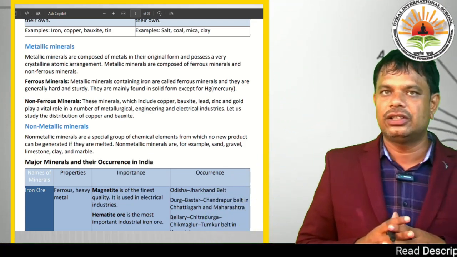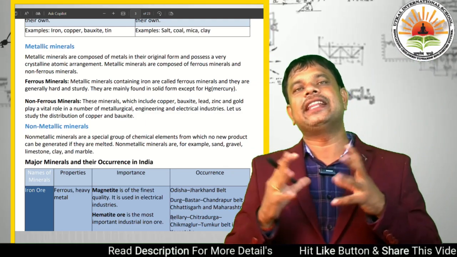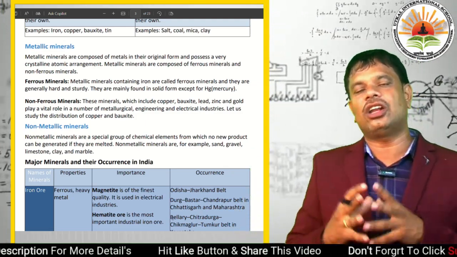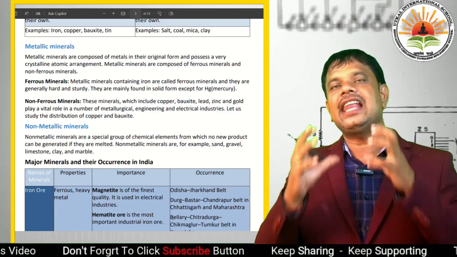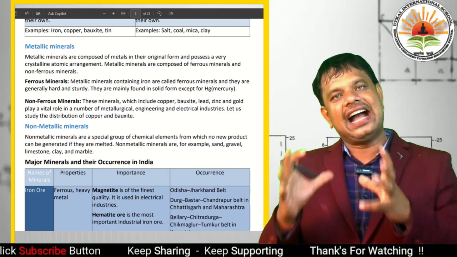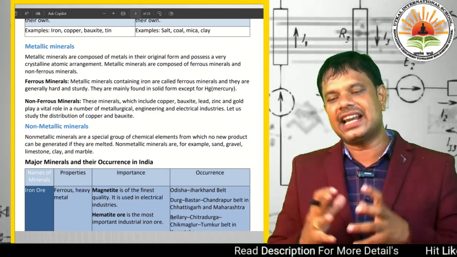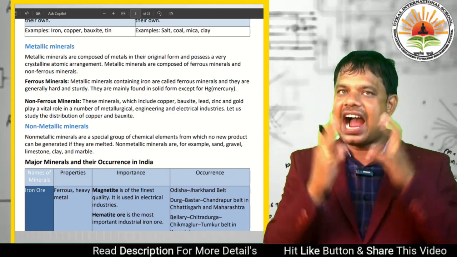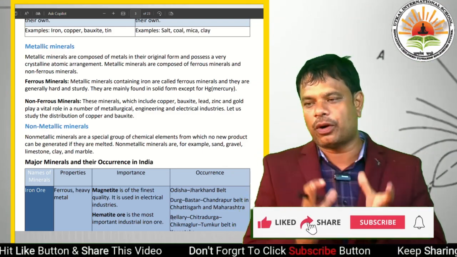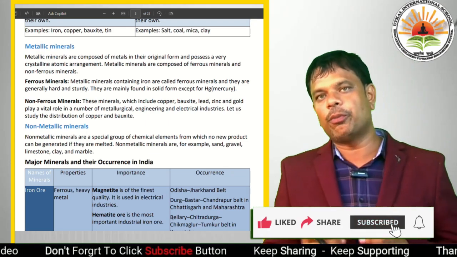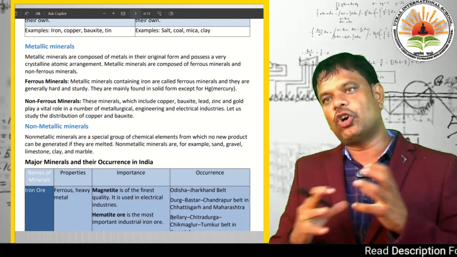So dear students, what do you mean by ferrous minerals? Metallic minerals containing iron are called ferrous minerals. Once again, dear students, metallic minerals containing iron are called ferrous minerals and they are generally hard or strong. They are mainly found in solid form except mercury. Mercury is the only metal found in liquid form, but others are found in solid form.